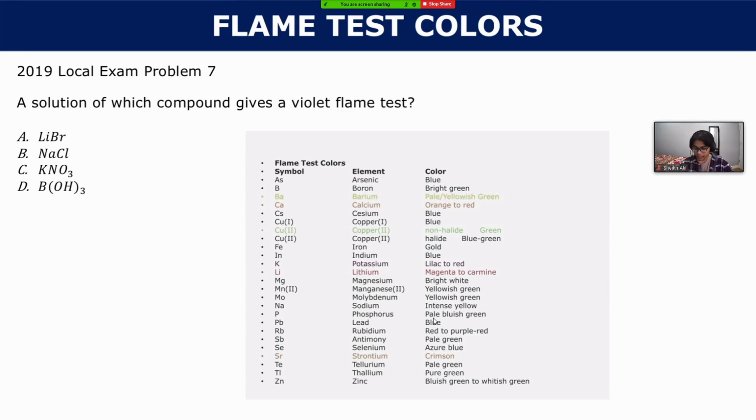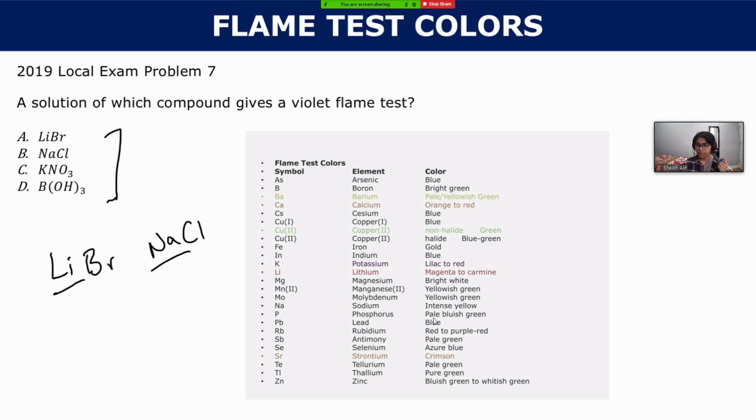Okay, so a solution of which compound gives a violet flame test? From the choices here, we have lithium, sodium, potassium, and boron. And an interesting thing about these is that it does not matter what your other ones are. So if you have LiBr, the only thing that's going to determine the color is the lithium. The bromine has nothing to do with it. Same thing with NaCl. The sodium is the only one that's going to produce a color.